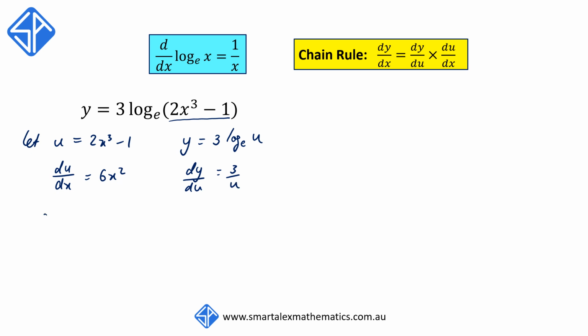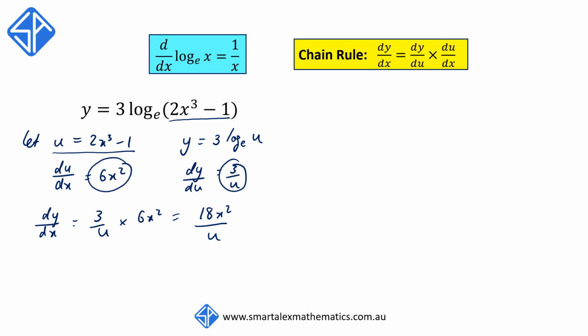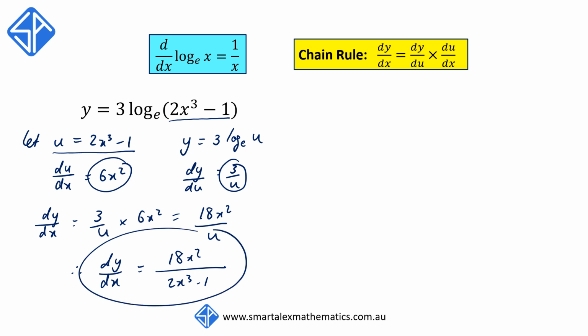Then using the chain rule, dy on dx is equal to dy on du, 3 on u, multiplied by du on dx, 6x squared. This will give us 18x squared on u. But then we need to replace the u back and express it in terms of x using u is equal to 2x cubed minus 1. So therefore, dy on dx will be equal to 18x squared on 2x cubed minus 1.